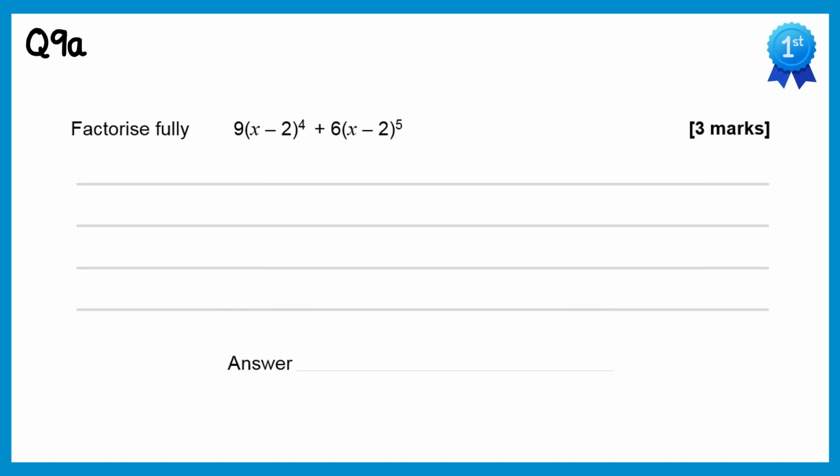In this question, I notice both of the terms have the bracket x minus 2. One of them's to the power 4 and one of them's to the power 5. This means we can factorise out (x minus 2) to the 4. I then draw a big bracket like this. To get from (x minus 2) to the power 4 to 9 lots of (x minus 2) to the 4, you just multiply by 9. And to get from (x minus 2) to the 4 to 6 lots of (x minus 2) to the 5, I need to multiply by 6, but also I need another one of those brackets, x minus 2.